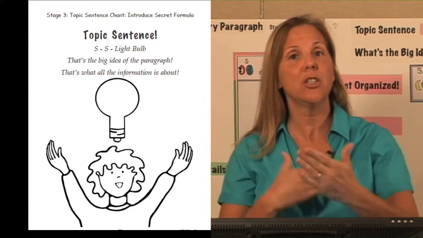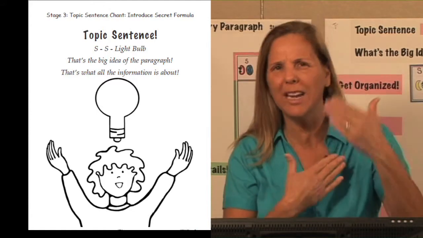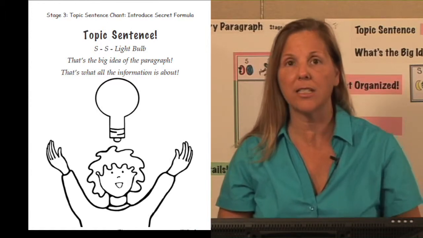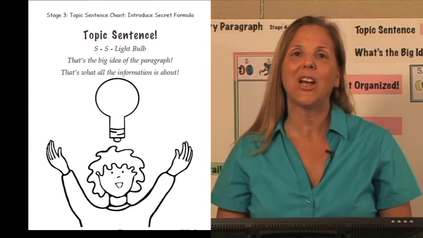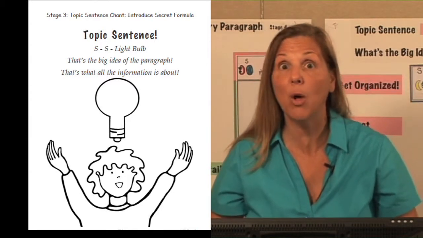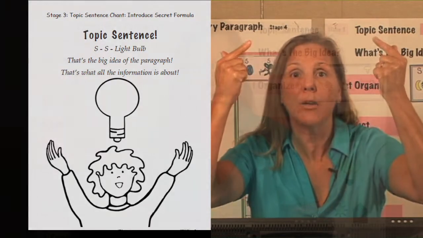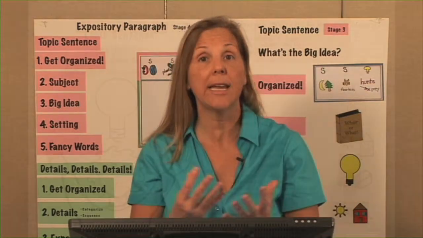Now I usually have the kids turn to each other and tell each other the chant, and I also give them a little bit of scaffolding by using my voice to say the chant as well and my physical cues. So turn to your buddy and tell them the chant. Ready? Go. Topic sentence, SS light bulb. That's the big idea of the paragraph, what all the information is about. You've introduced what the chant is for to your kids and why they need to learn it.